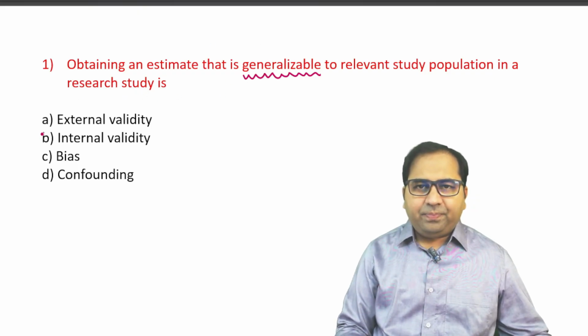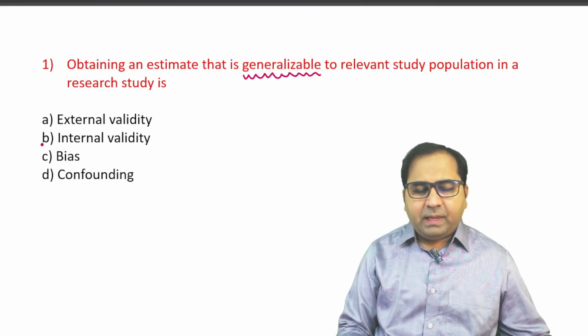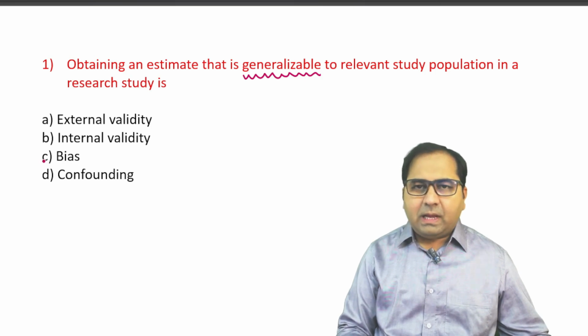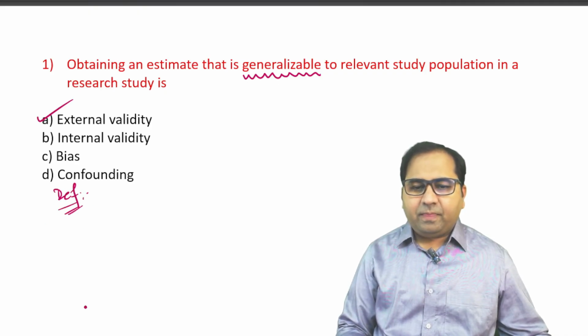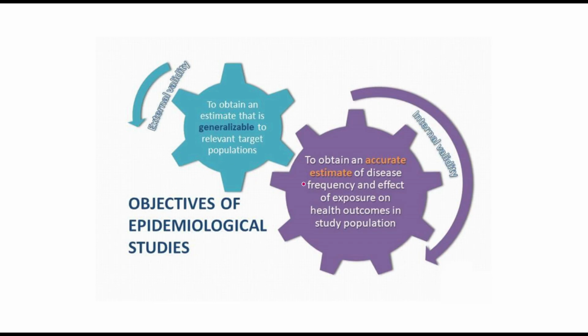The options are A. External validity, B. Internal validity, C. Bias, or D. Confounding. So the answer for this question is A. External validity, because it is a definition of external validity. See over here. These are the definitions of external validity and this is internal validity. You have to remember these two definitions.